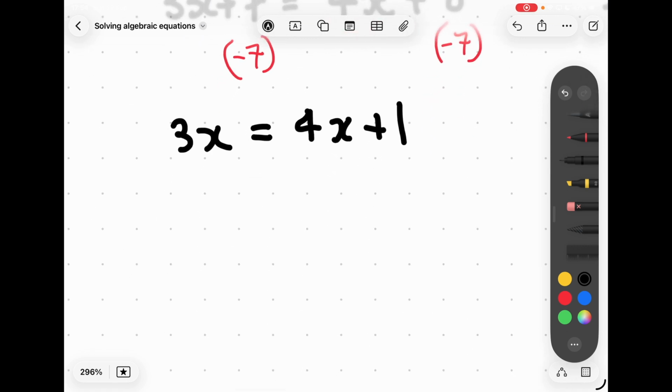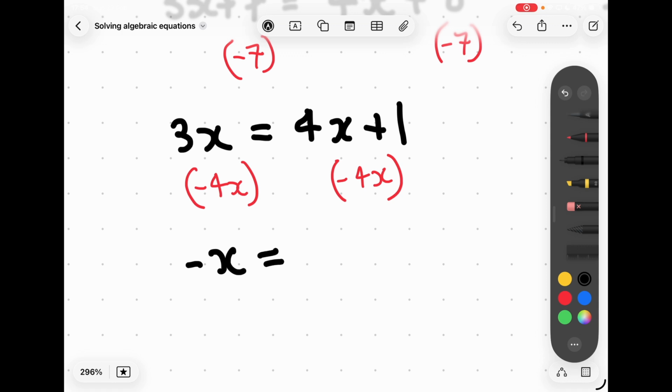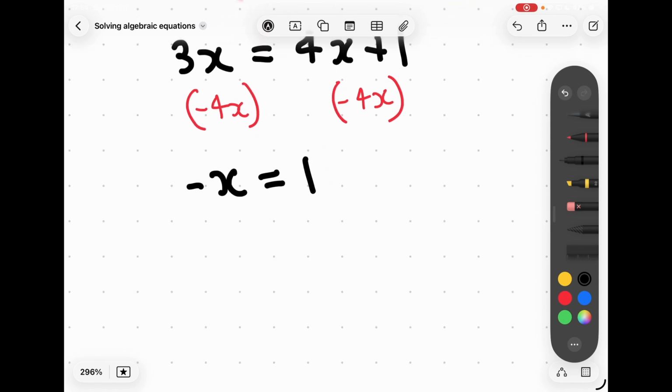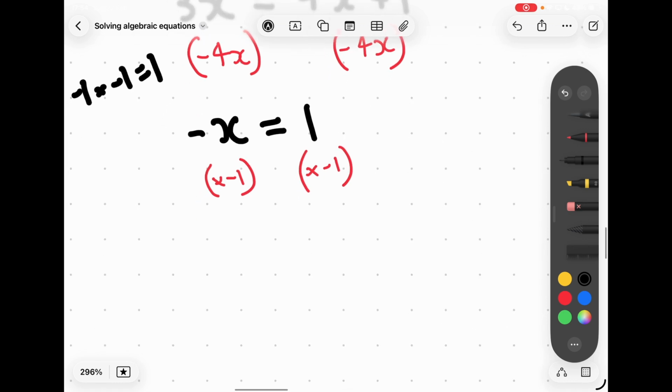So now from both sides, we're going to minus 4x, so we get all the x's on one side. That means negative x is equal to 1. So now we can times both sides by negative 1, so that we just get x by itself, because negative 1 times negative 1 is equal to 1. So that means this here will just become x is equal to negative 1. So there we go. We have solved that nice and easy.